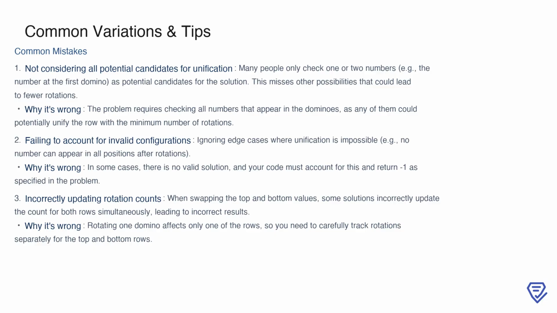Another frequent issue is incorrectly updating rotation counts. Remember, rotating a domino impacts only one row, the top or the bottom, so it's vital to track these rotations separately. Treating them as interchangeable can lead to inaccurate results, so attention to detail here is key.